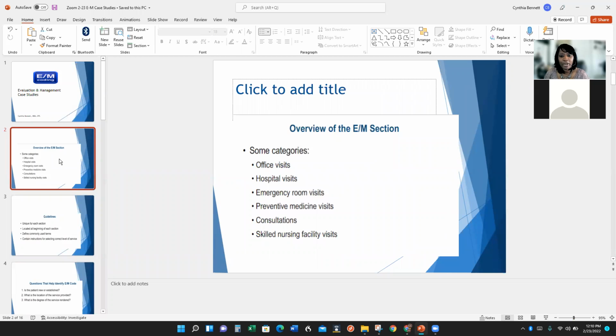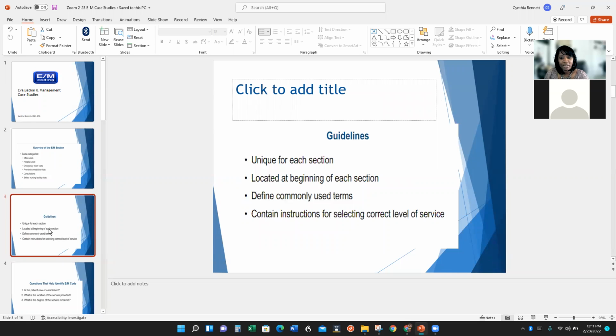So just as a quick overview for the E&M section, these are some of the categories. You're basically going to have your office visits, your hospital visits, emergency room, preventative medicine, consults, nursing home. But there are some other visits as well, but these are the most common ones. So just as a recap.